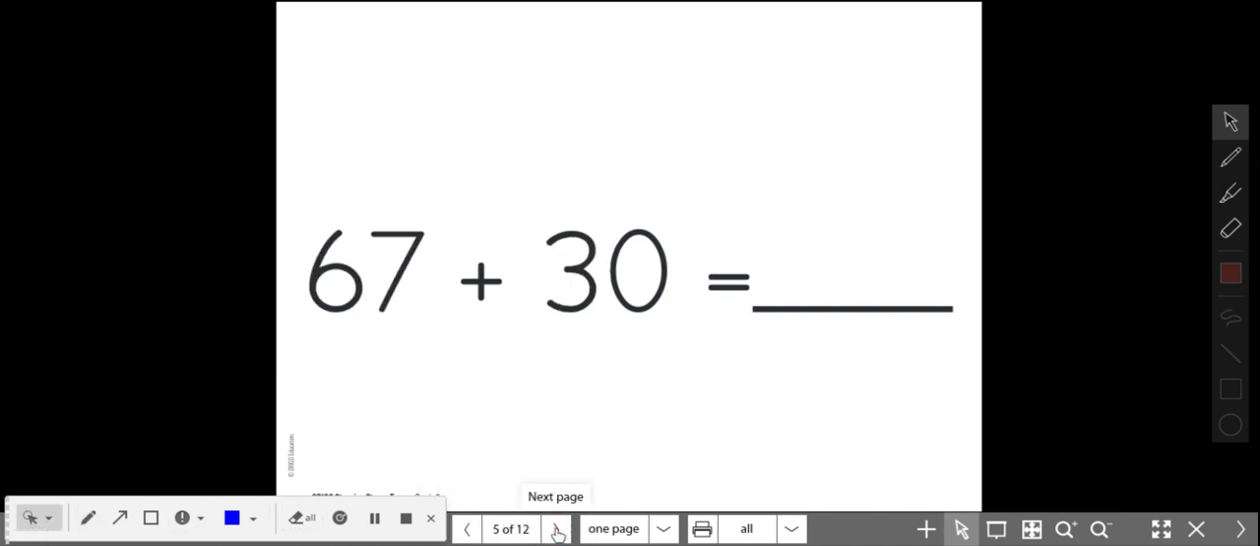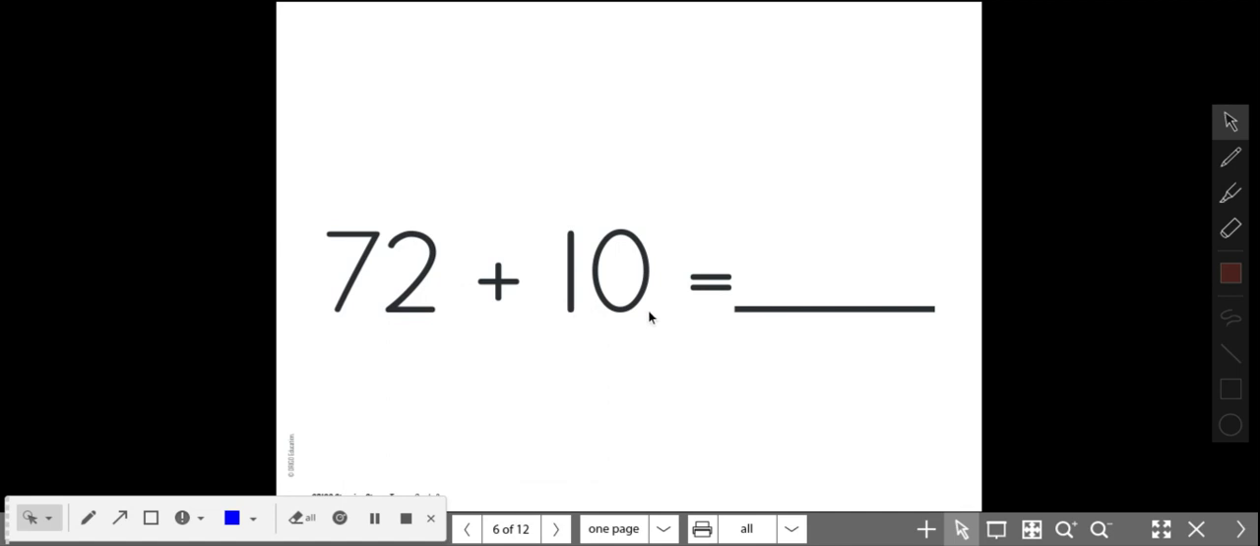Let's look at another. Now we have 67 plus 30. Again, we're just going to look at the tens place. So 6 plus 3 is 9. And then I have a 7 in the ones place on 67 and a 0 in the ones place on 30. So I'm just going to bring my 7 over because I'm not adding anything to it. This is a 0. Let's do a couple more.